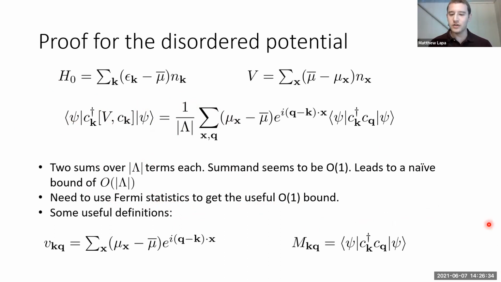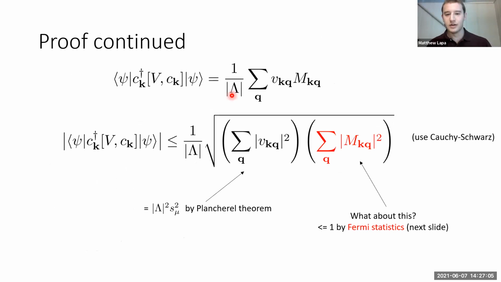So let's start by making some definitions. Let's take the sum over x of the disorder strength, so we essentially take the Fourier transform of the deviations of mu from their average. And then we'll call this expectation value M_kq. Rewritten in terms of that, we have a sum over k and a sum over q of two expressions. You could try to rewrite this as matrix multiplication if you want. And then we can use Cauchy-Schwarz and get a bound like this.